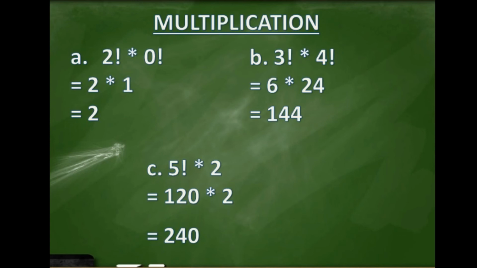144. And letter C, 5 factorial times 2. Again, 2 is the same value as 2 because there's no factorial symbol. So 5 factorial is equal to 120 times 2, we have 240. Now let's go to division of factorials.